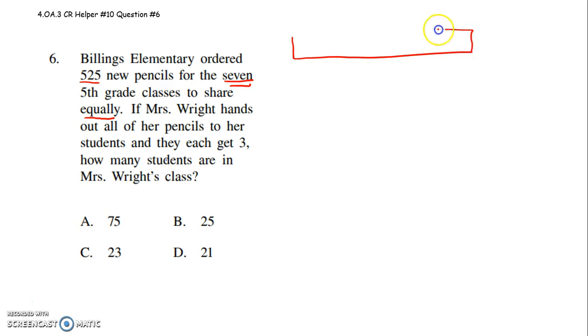I always like a tape diagram as a visual. So I have a total of 525 new pencils, and the entire rectangle represents that. We're going to split them equally between 7 classes. That means within this big rectangle, I'm going to put 7 individual boxes because we want to share those pencils equally between 7 classes.